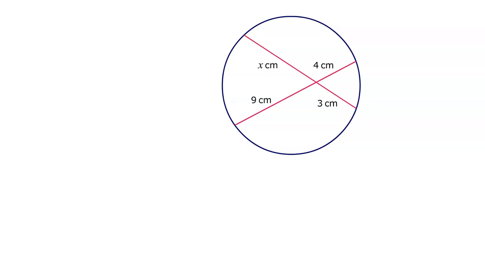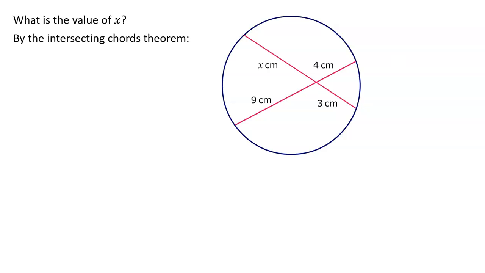Let's have a look at an example. Here I've got two chords. I'm told what the separate parts are equal to. Using the intersecting chords theorem, I can say that 3 times x is equal to 4 times 9. So that gives me x is 36 over 3, which is 12 centimetres.